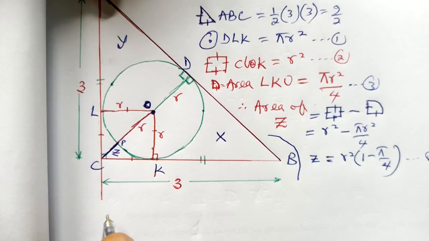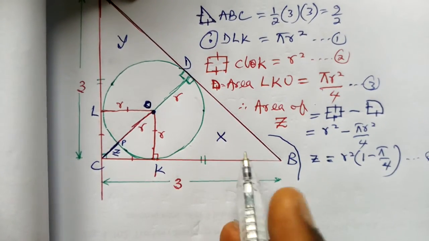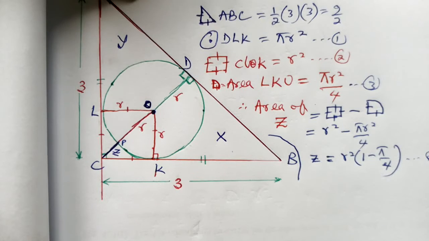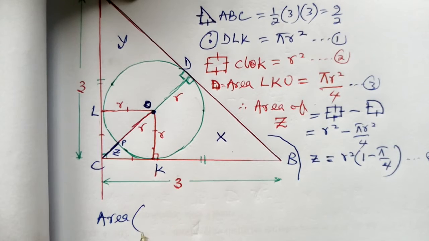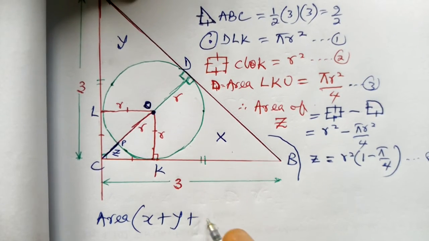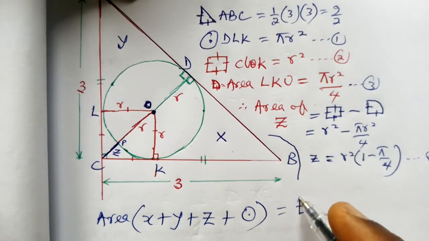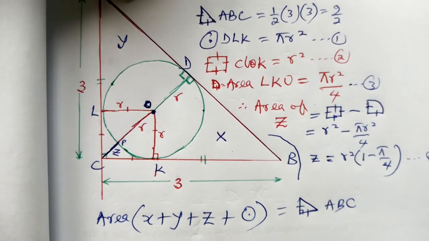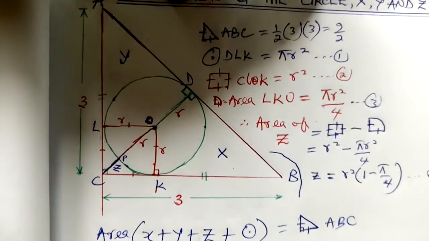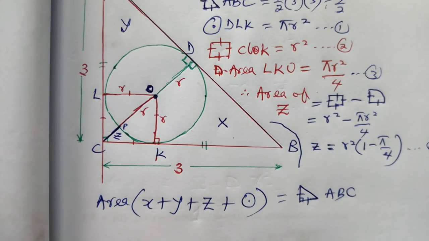So we now go to the area of the whole stuff that will give us the area of a triangle. So area of this plus this plus this plus this will give us the area of the triangle. So area x plus y plus Z plus the circle will give us area of triangle ABC. So that's what it will give us. But area of triangle ABC, we have found it before to be 9/2. So we will now use that.